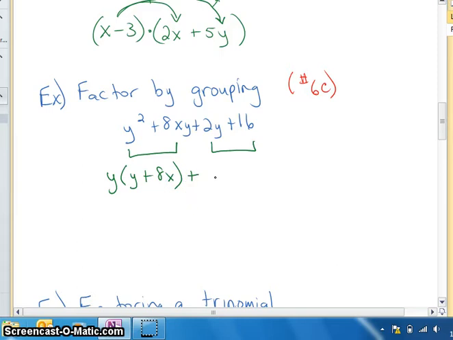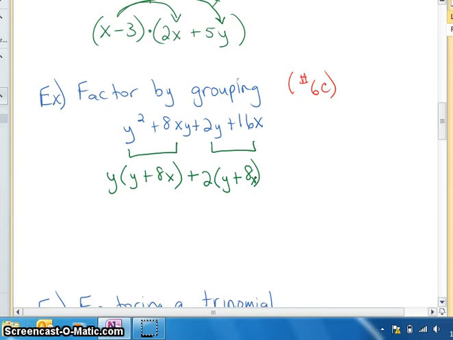The last two terms have a 2 in common. What's left? Y plus 8. I think I'm missing something. Yep, I was missing an x on the end here. Okay, so it's y plus 8x.